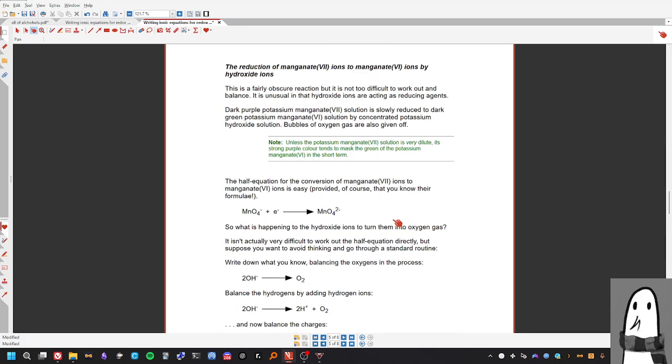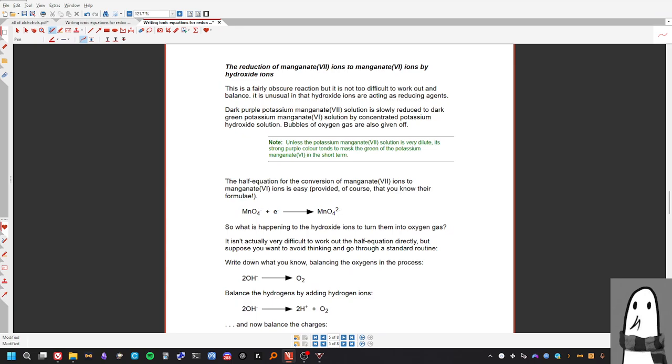Now the reduction of manganate 7 ions to manganate 6 ions. So it's going to be gaining electrons from hydroxide ions. So it's literally just said that it's going to be hydroxide ions that are going to be reducing it. So it's a fairly obscure reaction, but it's not too difficult to work out and balance. It's unusual in the sense that hydroxide ions are acting as reducing agents. Usually it's another element, but this time we're having the hydroxide ions itself.